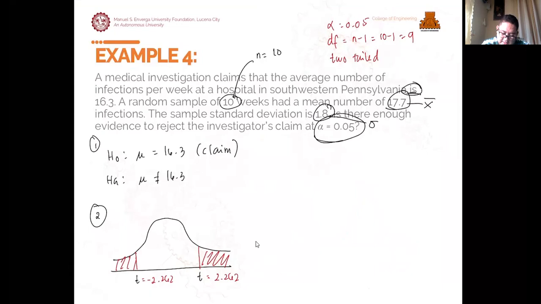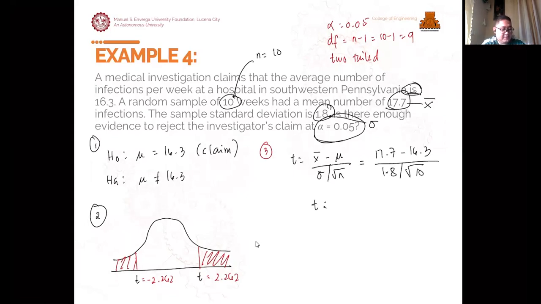Okay. Next is to get our test value. Our test value is the same: x bar minus mu all over standard deviation over square root of n. So, 17.7 minus 16.3 all over 1.8 over square root of 10. Our t-test will be equal to 17.7 minus 16.3 all over 1.8 over square root of 10. So, our value is 2.4595.